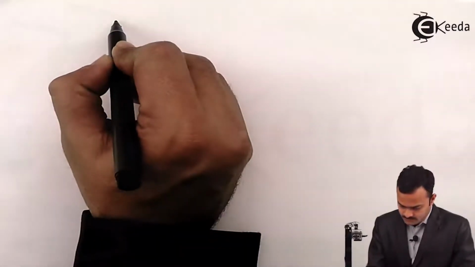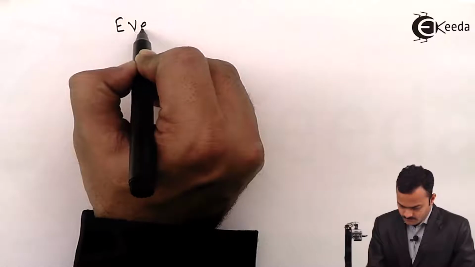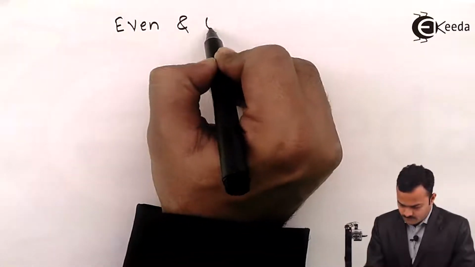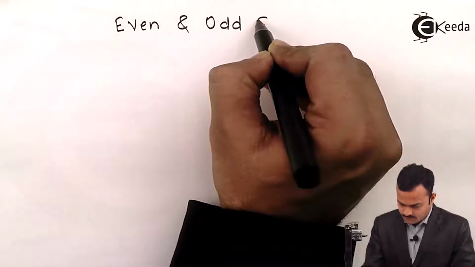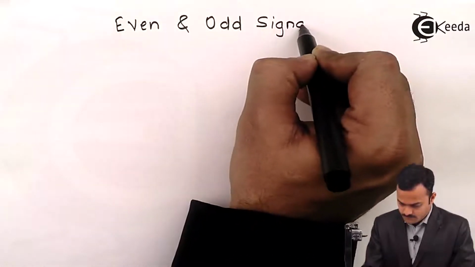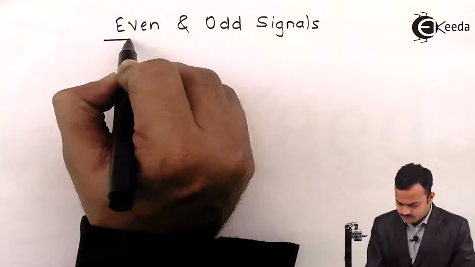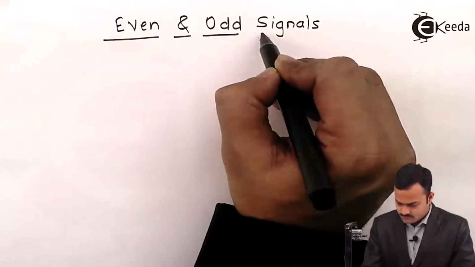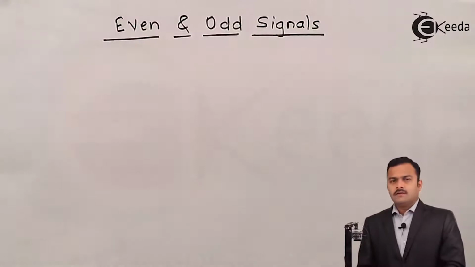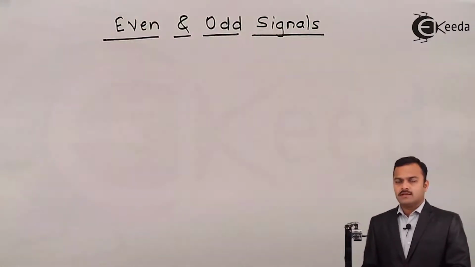In this video, we are going to see a classification of signals based on time reversal property, that is even and odd signals. This classification is based on the time reversal property of a signal.